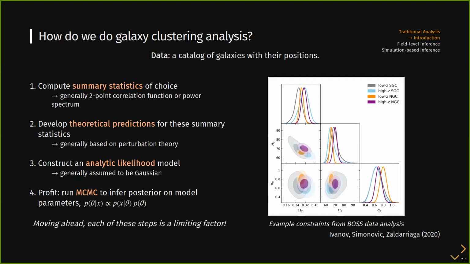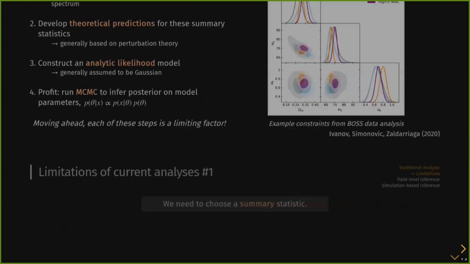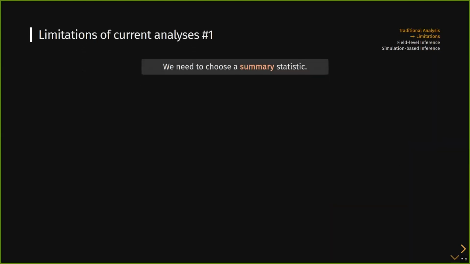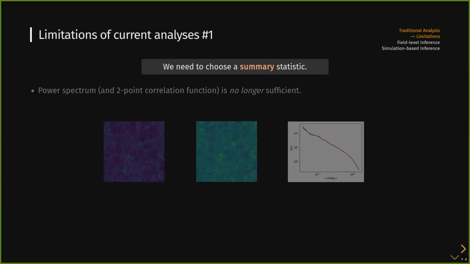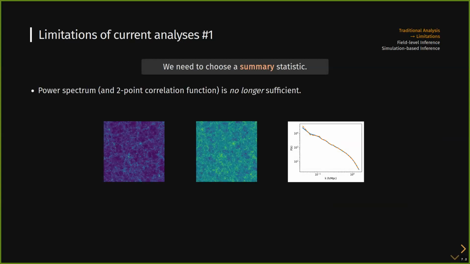And I would like to point out that moving ahead, each of these steps is going to be a limiting factor in how we do cosmology. So let's look at each of them in a little more detail. The first limitation is that we need to choose a summary statistic, right? And so far, we have been using the power spectrum, the 2-point correlation function, but that's not going to be sufficient. And the simple reason to see that is this.